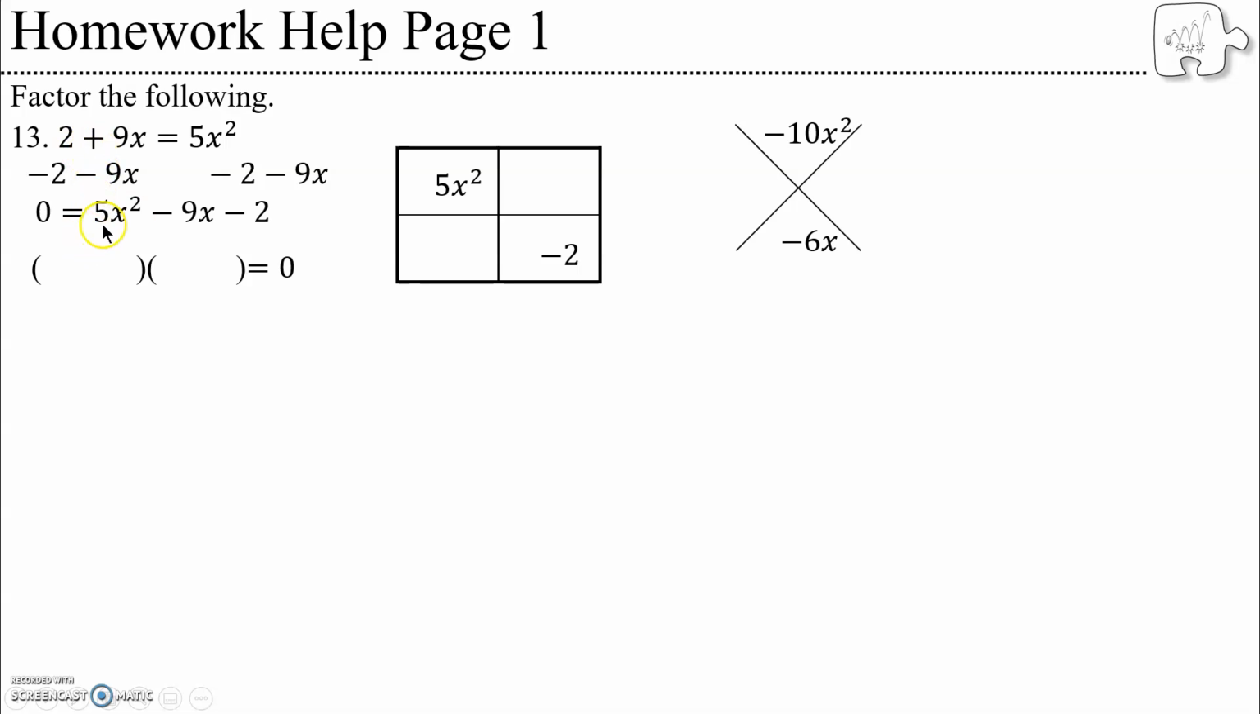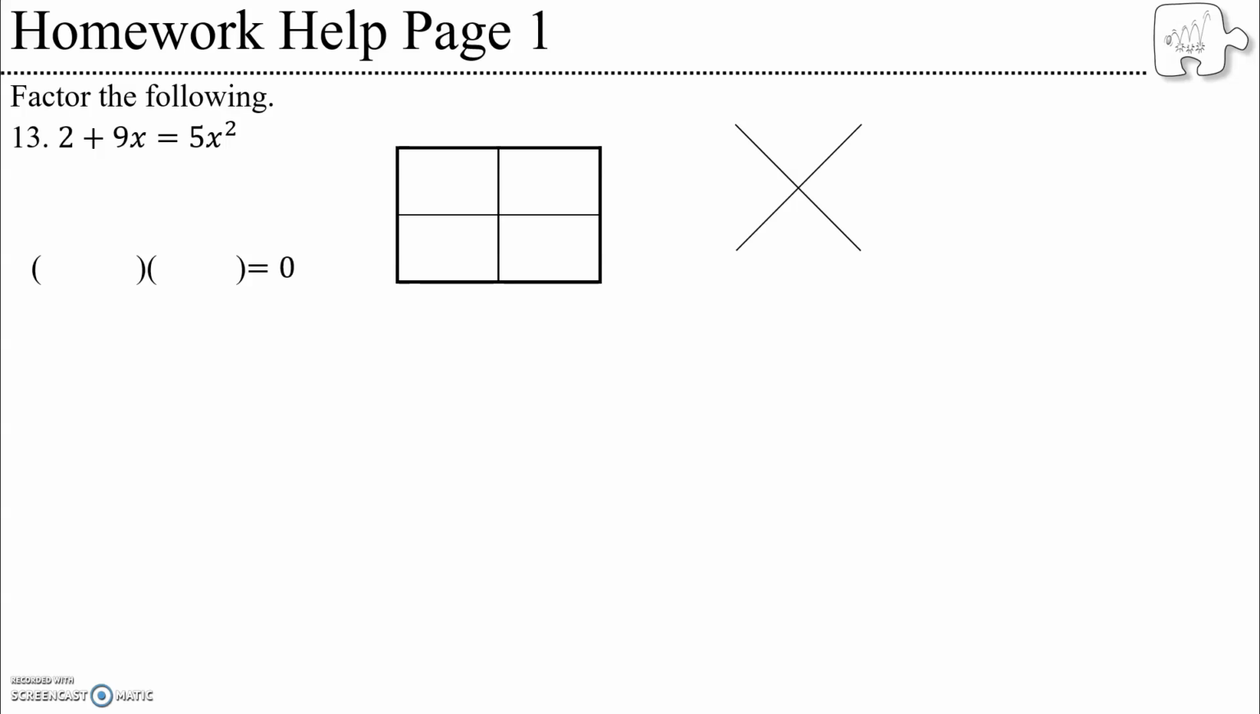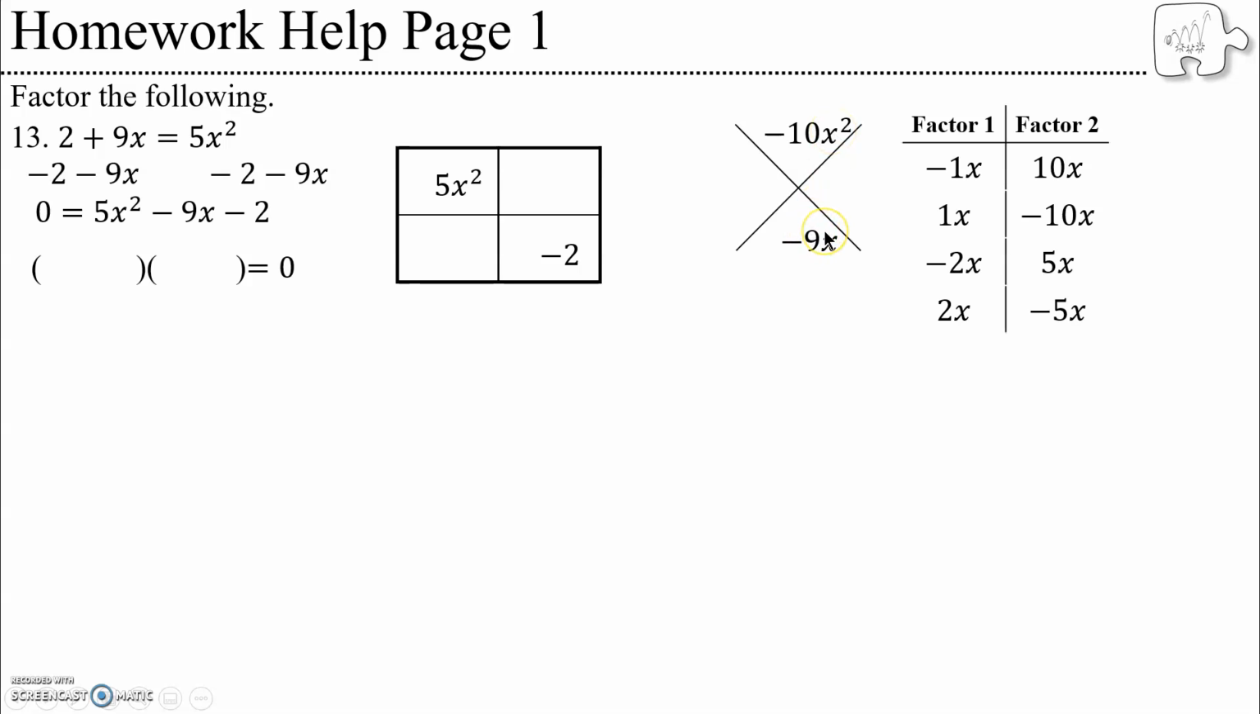So we put the first and the last in the corners, 5x squared and negative 2. We multiplied 5x squared and negative 2 together, and we got negative 10x squared. Then we want to put the middle term down in the bottom. So now we're looking for factors of negative 10x squared that add to negative 9x.